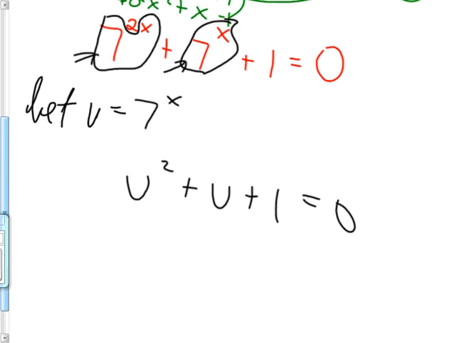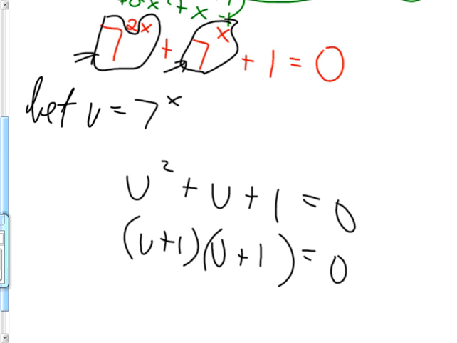And so, factor that one. U plus 1, u plus 1. And then the answer is u equals negative 1 and a repeat of that. No sense in repeating it. The reason we use U is so that at the end you don't get fooled into thinking you're done right there. We have not solved for x.